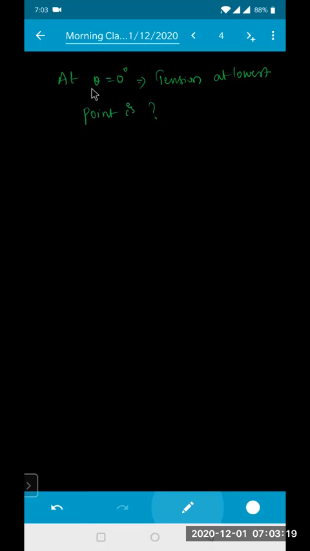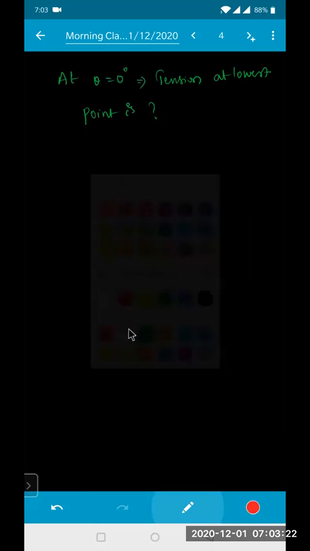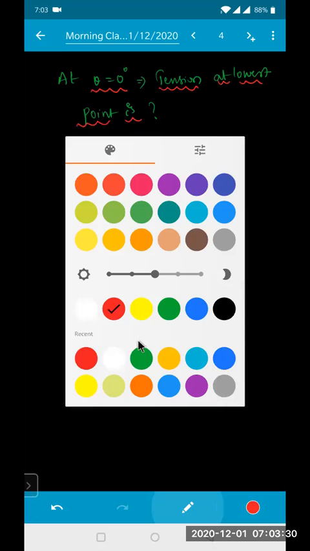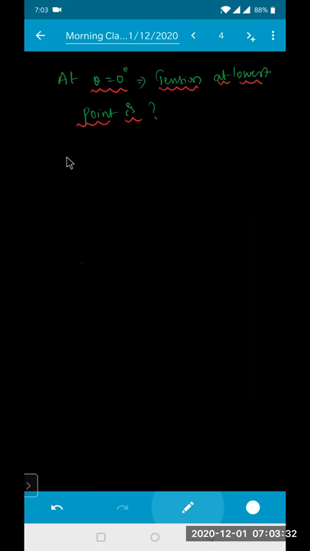So theta is equal to 0. At theta equal to 0, we are talking about the tension at the lowest point. What will be the answer? T at the lowest position will be equal to the maximum, because cos 0 is how much? 1. So that will be equal to m into velocity u square divided by the length, which is nothing but the radius r, plus m into g.